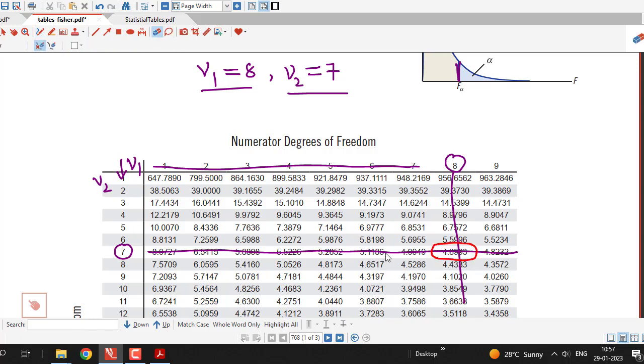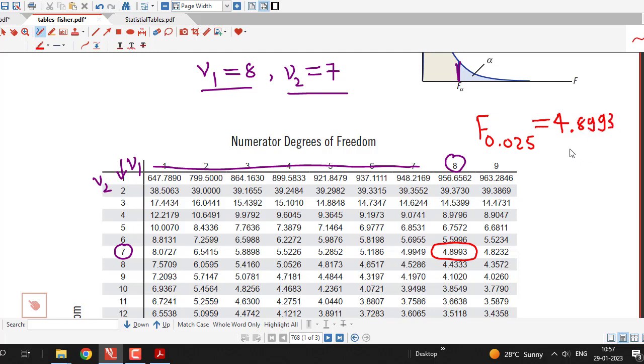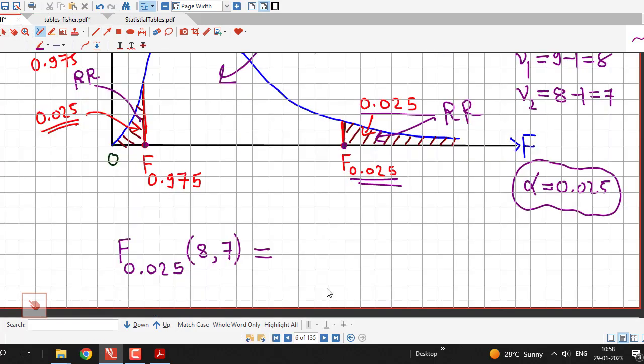So now let me remove this, and we have F suffix 0.025 with these degrees of freedom is 4.8993, or if we round off up to 2 decimal places, we can say that it is 4.90. So we will consider 4.90. This point is 4.90. Here also I can write this is 4.90.